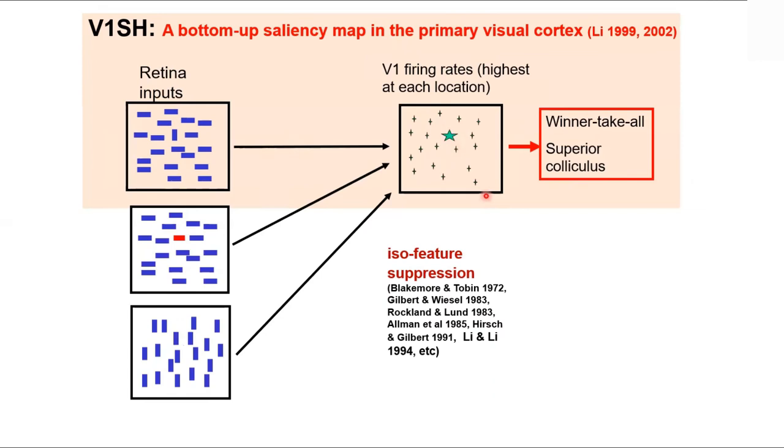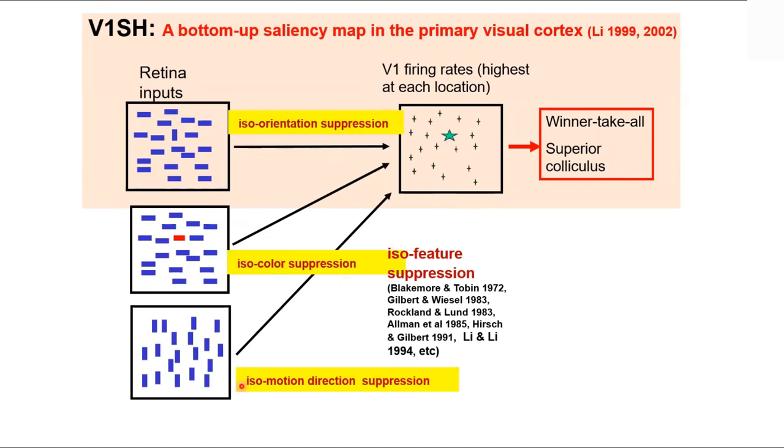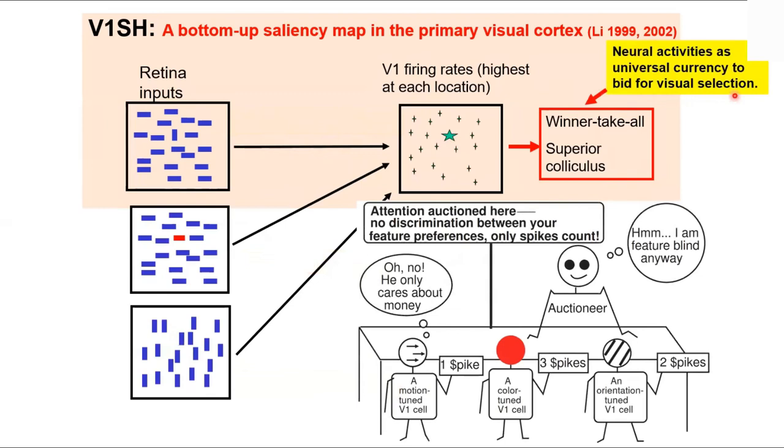Okay. So therefore, this is iso-orientation suppression, iso-color suppression, iso-motion direction suppression, and neural activity is the universal currency to bid for attentional selection. Imagine you have an auction shop which has a slogan that says attention auctioned here, no discrimination between your feature preferences, only spikes. And this auctioneer, maybe the superior colliculus, says, hey, I don't know whether you are male, female, old, young, professor, students, as long as you give me the most money, I give you attention. I give you eye movement, that's all.